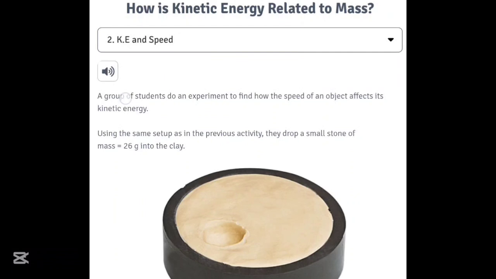A group of students do an experiment to find how the speed of an object affects its kinetic energy. Using the same setup as in the previous activity, they drop a small stone of mass 26 grams into the clay.